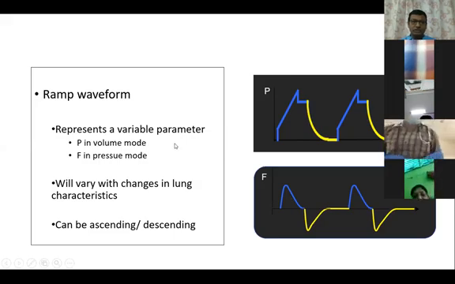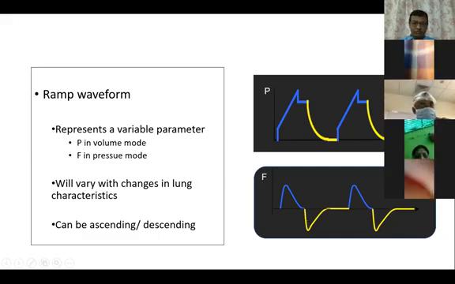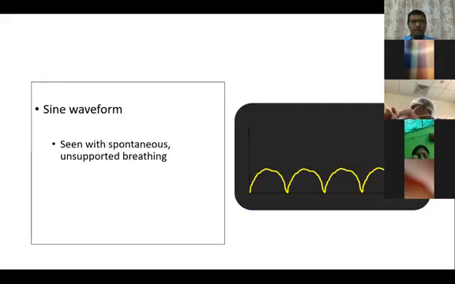This variable is going to change with lung characteristics. The ramp waveform can be an ascending ramp as a pressure waveform in a volume mode, or a descending ramp as a flow waveform in a pressure mode. And a sine waveform, we are going to get in spontaneous unsupported breathing.